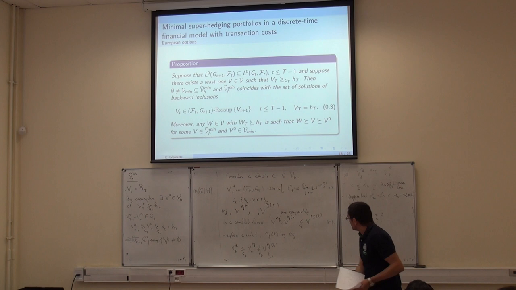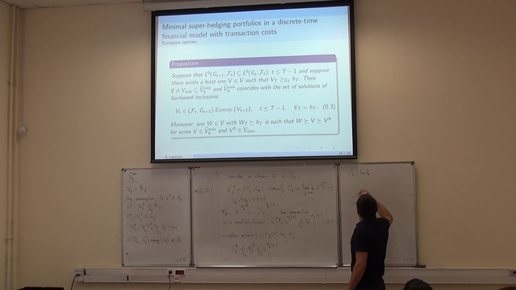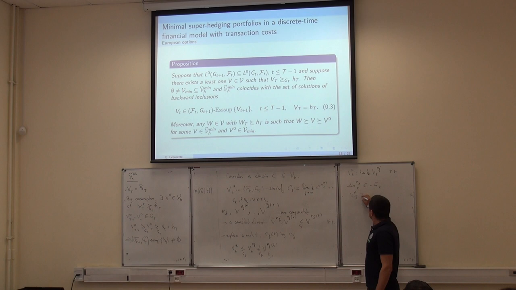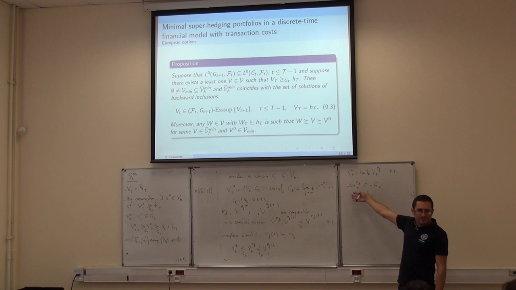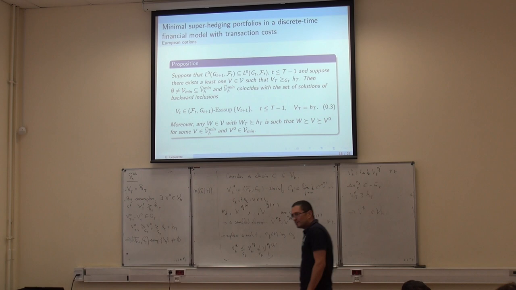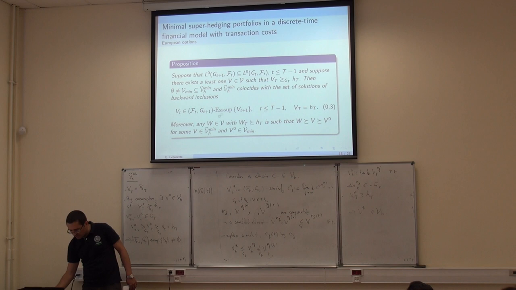From there, you finally deduce that V star T is a decreasing limit of V_{n,j} T for every T. And since V_{n,j} T belongs to the set defined by V_t minus 1 in minus G_t, on the other hand, you have this super-regulating property, then you can pass to the limit and deduce that V star is also a portfolio process. That is, belongs to a new H. And then we deduce by Zorn's lemma that there are minimal elements. This is the idea. So as I told you, the consequence is that from this sequence of backward inclusions, you can recover all the super-hedging prices of a given claim.